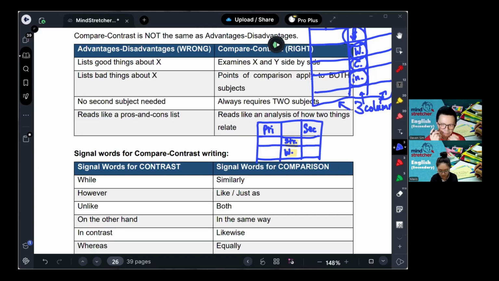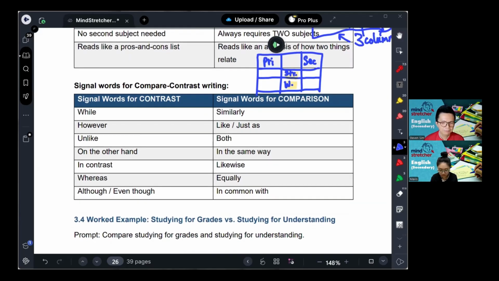So you need to use words for that, right? So while, similarly means it's the same, however means it's opposite, like means it's the same, unlike is opposite, both means it's the same, etc. So you need to use these types of words. You have come across these words before, I'm sure, but I don't think you have used most of them. I'm sure that you have used however, and I'm sure that you have used although.